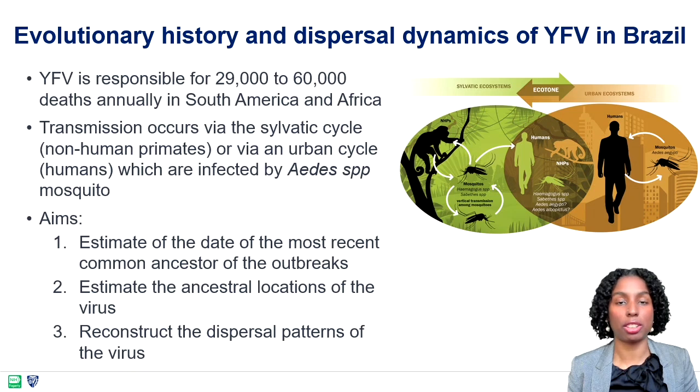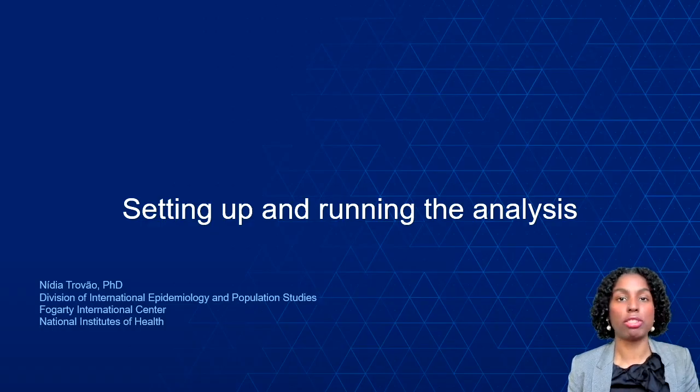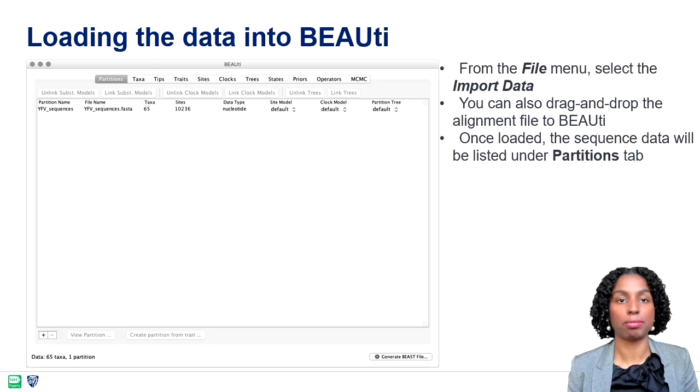Our aims are to characterize the dispersal history and dynamics of the virus during this recent outbreak, estimate the ancestral dates and locations of the virus in continuous space, and visualize the spatiotemporal dynamics. We are going to analyze 65 whole genome sequences of the yellow fever virus with 10,236 nucleotides in length, sampled from humans and non-human primates in Brazil, with collection dates from throughout 2017. Now let's go over how to set up and run these analyses.